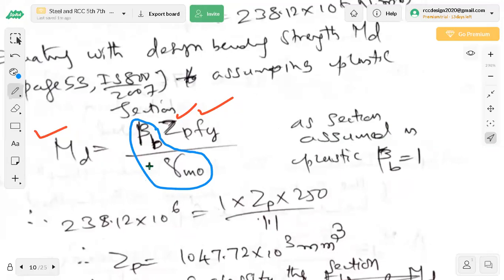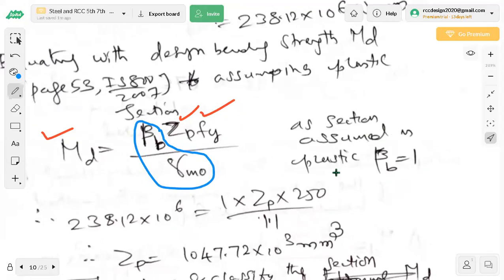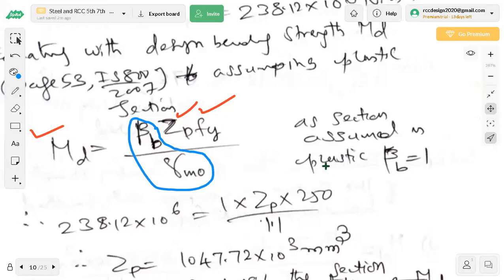I'm going to assume that the section is plastic and not compact. Initially, I have to assume like that only. So assuming the section as plastic, for plastic sections, beta B is equal to 1. So I'll substitute 1. Any questions here?